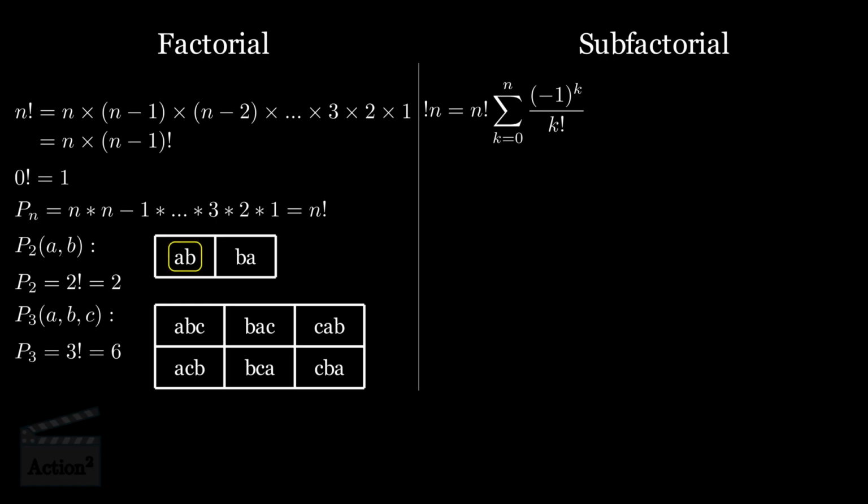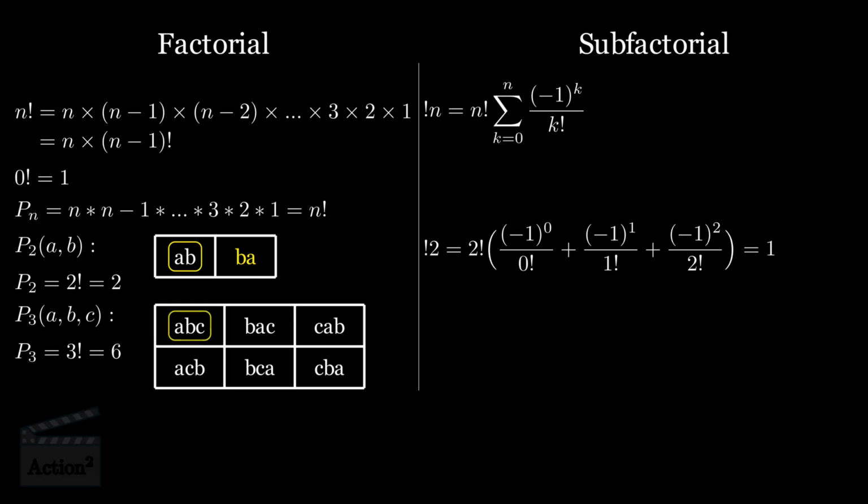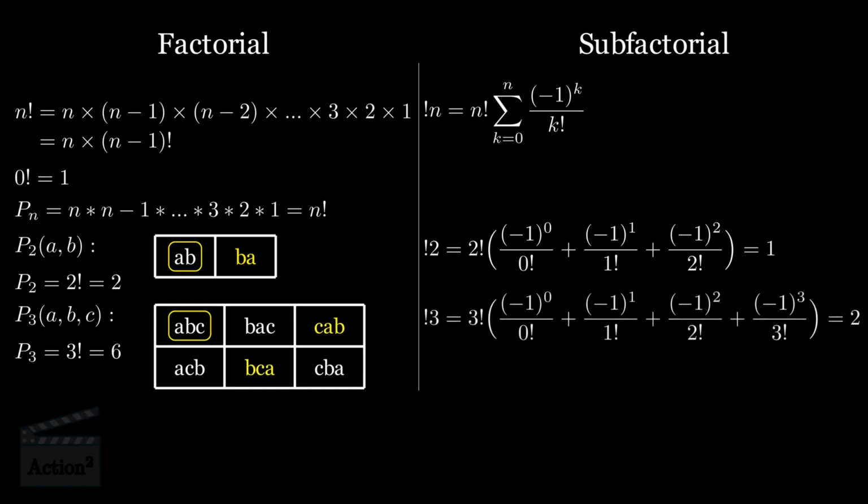For two elements, if the first arrangement is ab, the only other possible derangement is ba, so the subfactorial of 2 is 1. For three elements, if the first arrangement is abc, the only other possible derangements are bca and cab, so the subfactorial of 3 is 2.